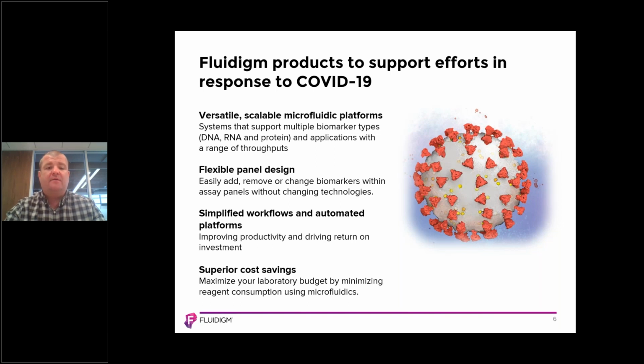You're also going to learn how our microfluidic platform enables flexible panel design. What we mean by that is that, of course, today COVID-19 markers and the analysis of those markers at scale is very important. But as we move into the fall, and as we move into creating a more comprehensive view of what is going on with viral detection, being able to easily add or remove biomarkers within one panel set is very important. And our microfluidic platforms enable that.